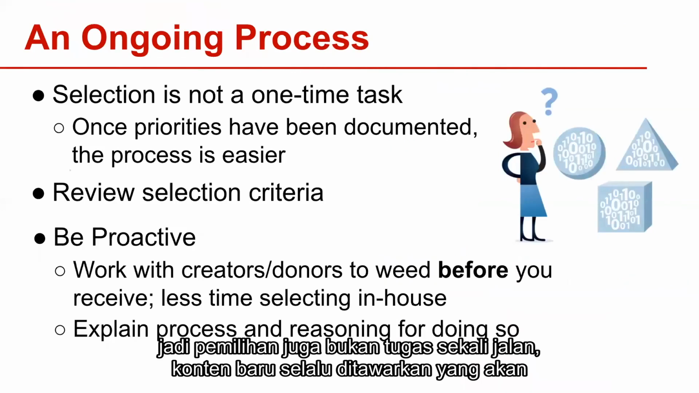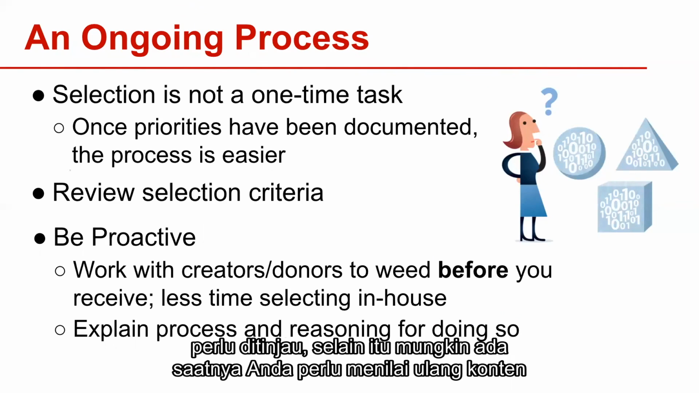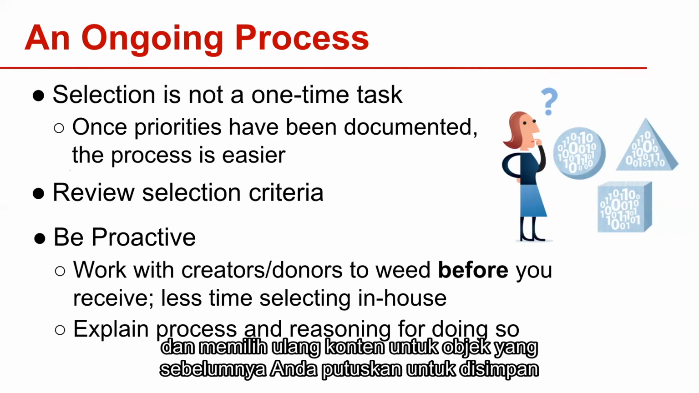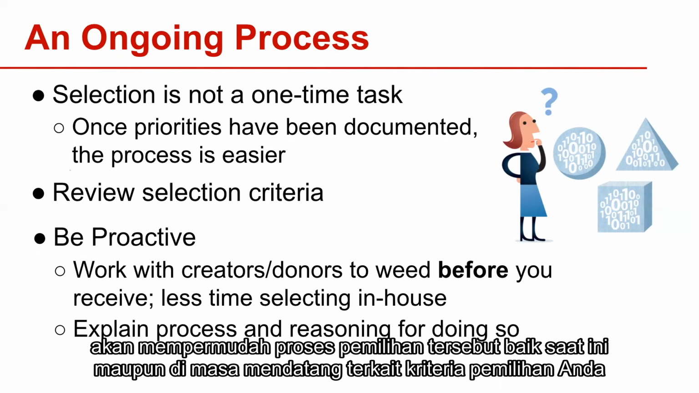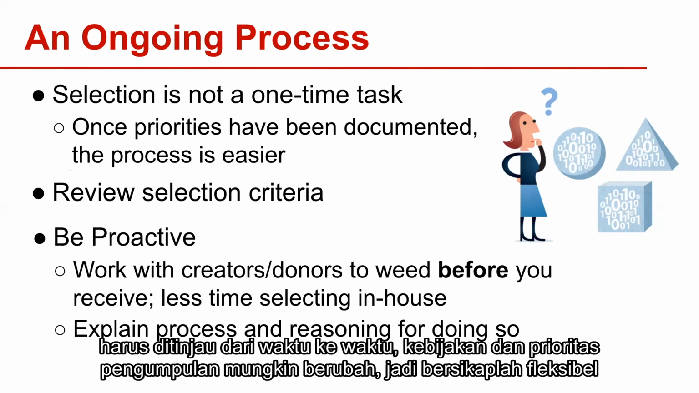So selection also is not a one-time task. New content is always being offered, which will need to be reviewed. In addition, there may come a time where you will need to reappraise content and reselect content for the objects you've previously decided to keep. While this may never happen or may be a long way off, documenting policies, procedures, and priorities is going to make that selection easier now and in the future. And your selection criteria should be reviewed over time. Collecting policies and priorities might change, so be flexible.